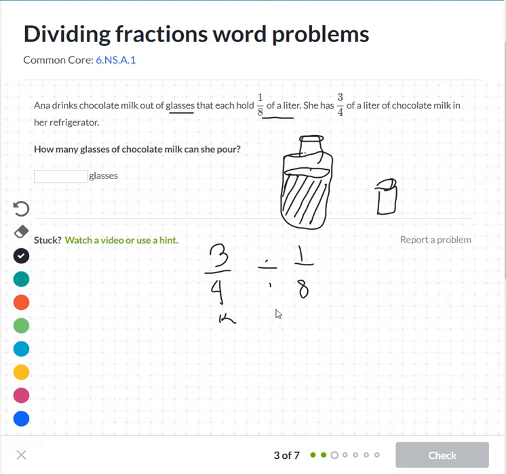So that means now I keep, change, and flip. 3/4 times 8/1. And so now I'm going to multiply across. 3 times 8 is 24. 24/4, because 4 times 1 is 4. And 24 divided by 4 gives you 6. That means that I can get 6 glasses of chocolate milk from the 3/4 liter of chocolate milk.